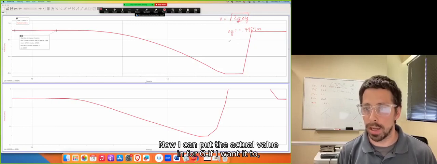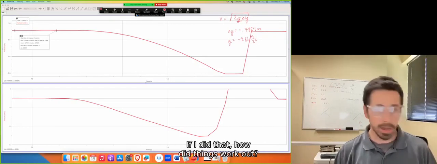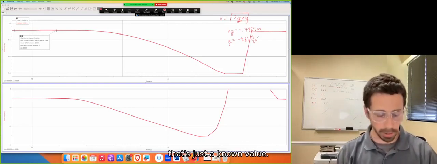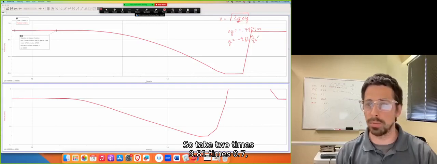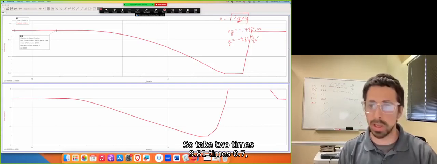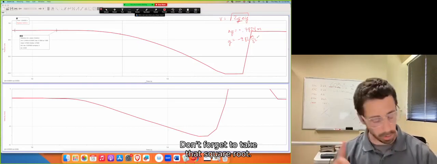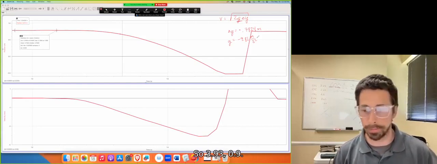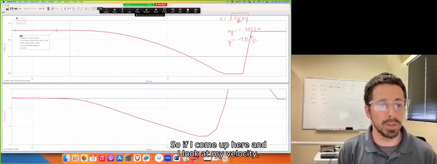And you know g. Now, I could put the actual value in for g if I wanted to, which would be -9.81 meters per second squared. And if I did that, how do things work out? So that's not a measured value, that's just a known value. So I take 2 times 9.81 times 0.7824, and that's 15. Hold on a second, don't forget to take that square root. So 3.9.